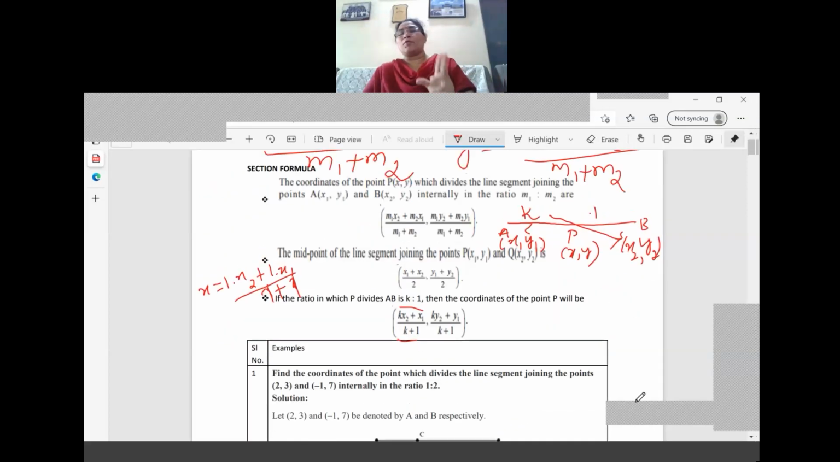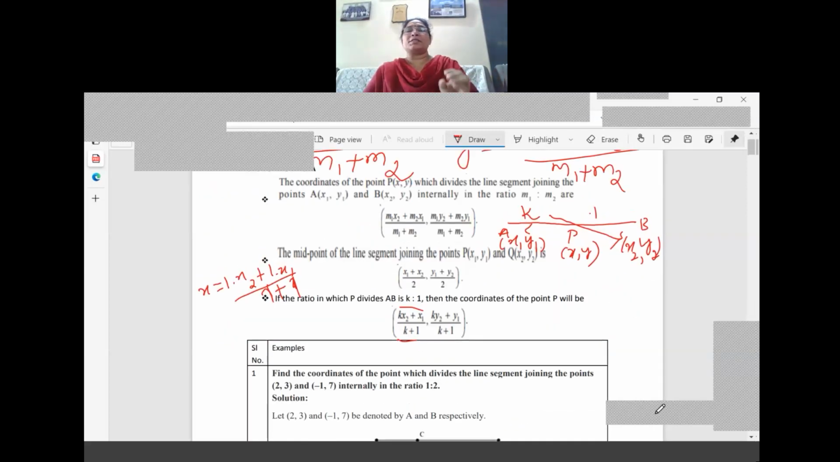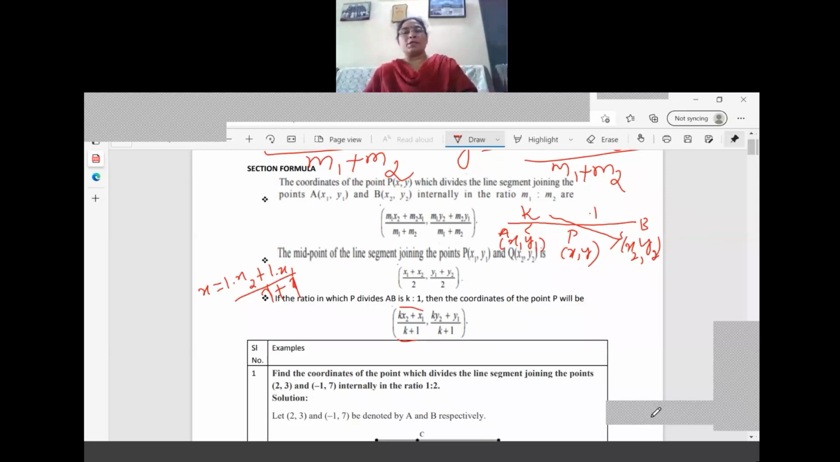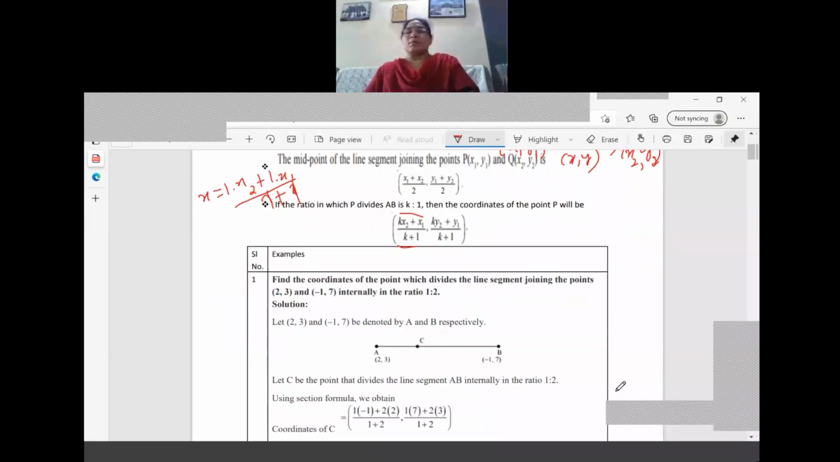So three formulas we are taking today, all are section formula only. The first one is the section formula, the second one we can say is the midpoint section formula, and the third one is the application for problems, that is when the ratio is unknown. Let us see some questions.